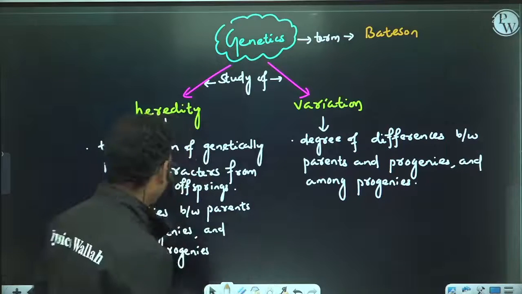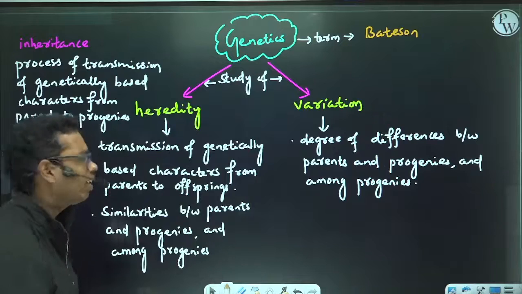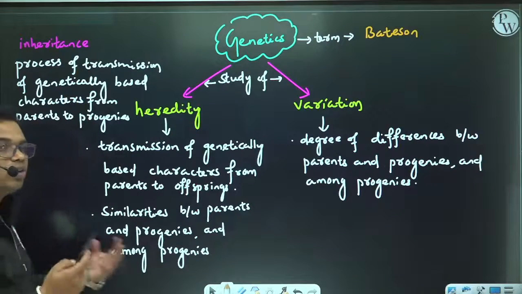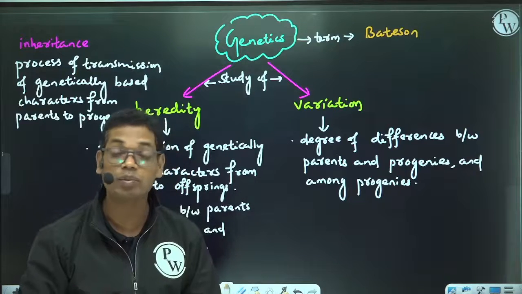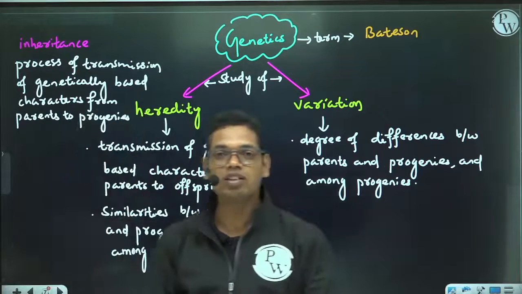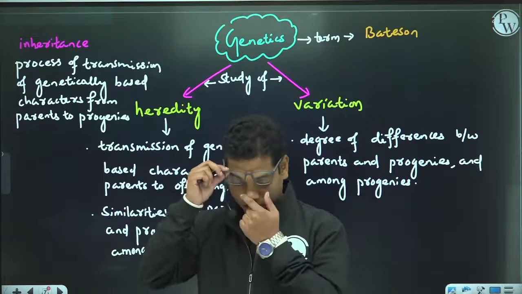There is another term which resembles heredity, and what is that? That is inheritance. What do you understand by inheritance? This is the process of heredity. That means this is the process of transmission of genetically based characters from parents to progeny.